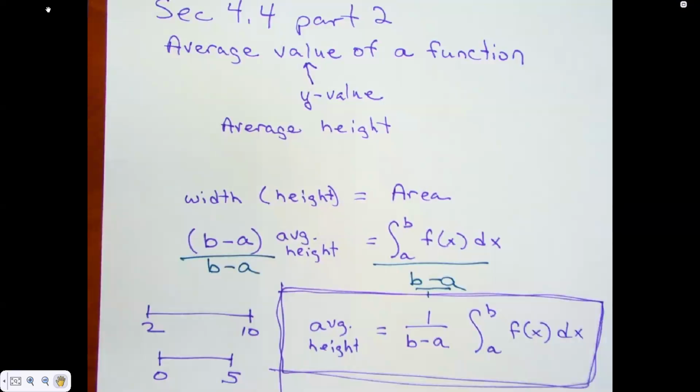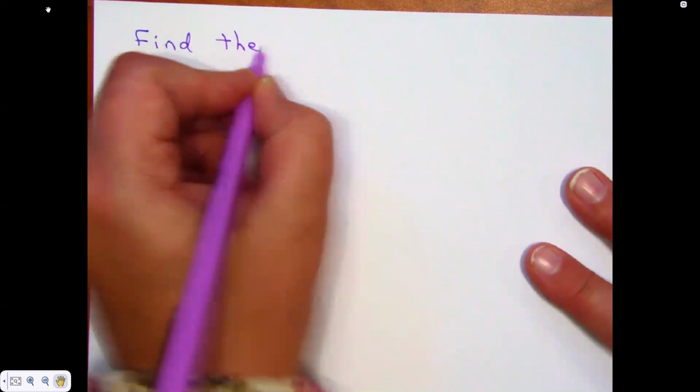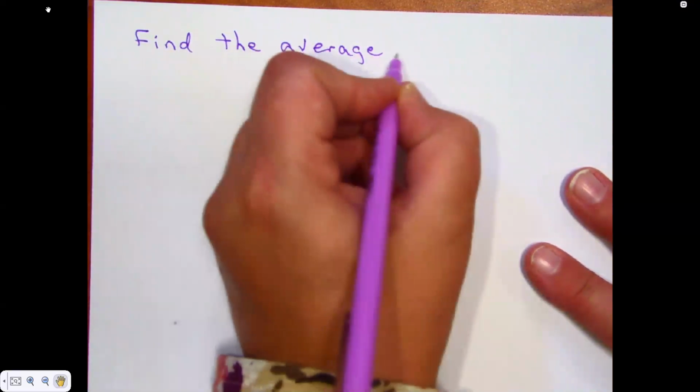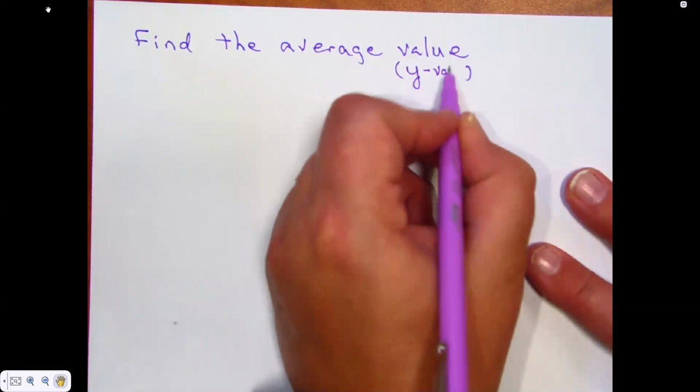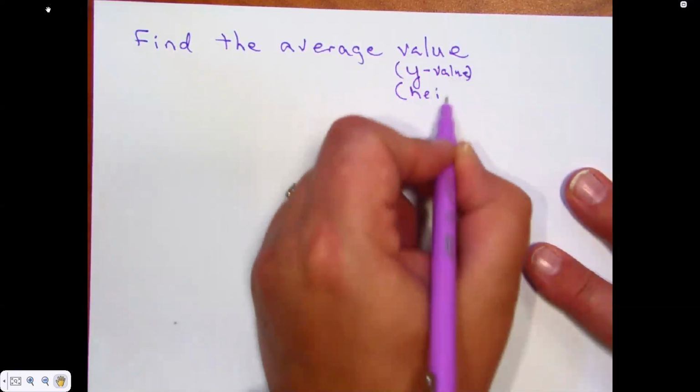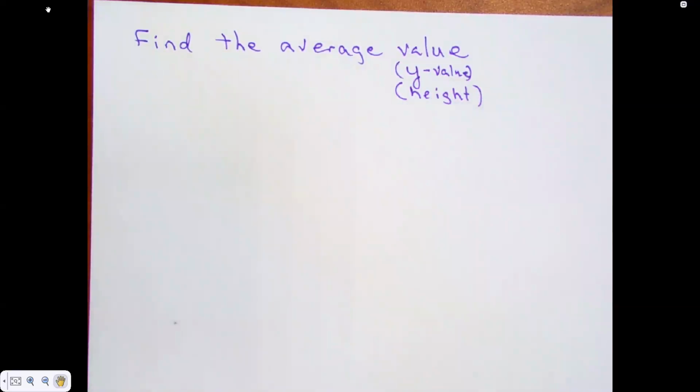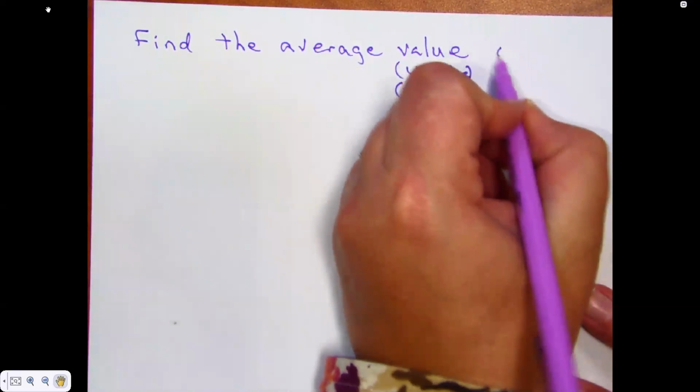All right, so let's try them. Did this. Did that. Right, area by the width. Okay. So find the average value. I like to call it the height, but don't forget that value is the same as the y value, which is also the same thing as height. Okay. Find the average value of the function.